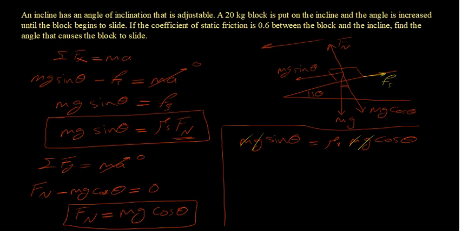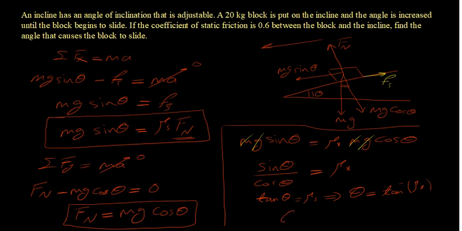From here, I can just rearrange the formula. Sine theta divided by cosine theta will equal the static coefficient. That will give me the tan, and here we go. That's tan theta equals the static coefficient, so I can find the inverse tan of the value of the static coefficient.